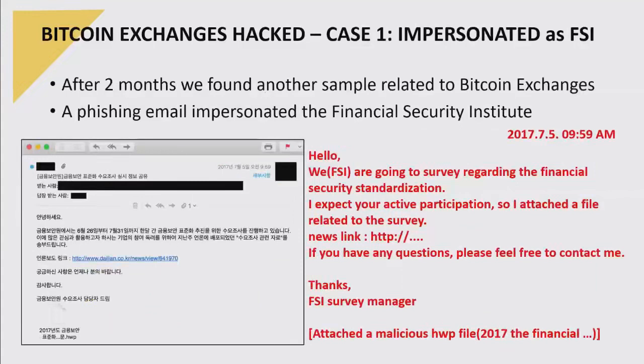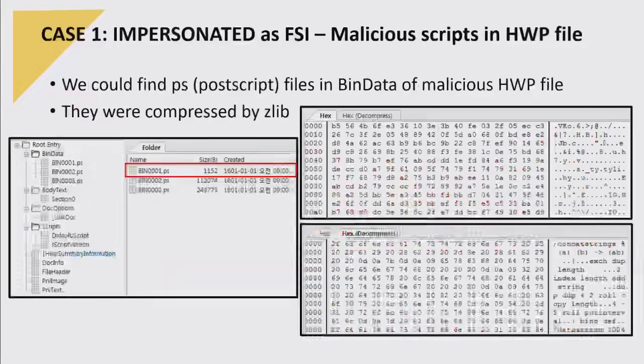After targeting the exchange service users in July last year, they started to attack the Bitcoin exchanges. They impersonated my company, the Financial Security Institute. The image on the left side is the email, and the right side is the translation. The attached file is a document actually issued by my company, but they embedded malicious code and malware in this document.